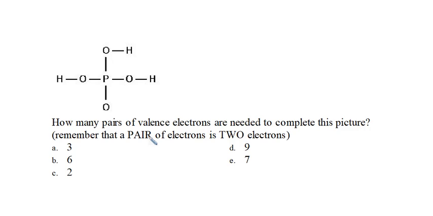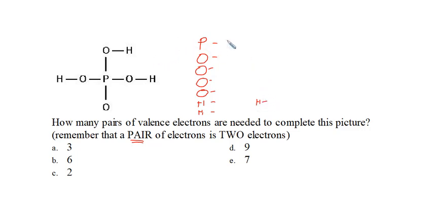Now in this case, we want to find out how many pairs of valence electrons are needed to complete the picture. So if we take a look at this picture, let's go ahead and do an inventory of the number of valence electrons we need. We have 1 phosphorus, we have 4 oxygens, and I notice we have 3 hydrogens. So let's figure out from that number of elements what we're going to need. So just adding them all up here.